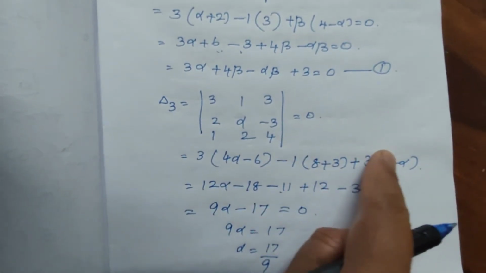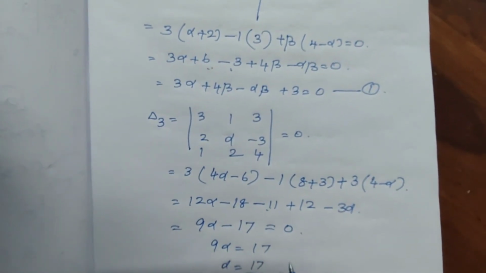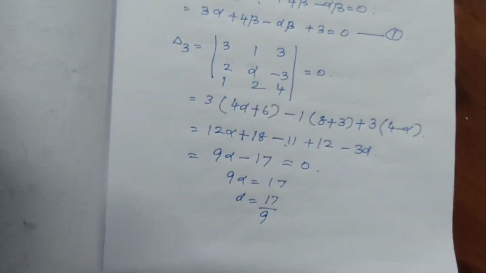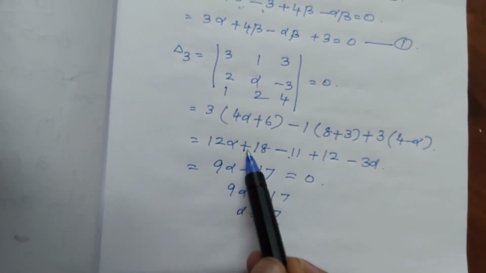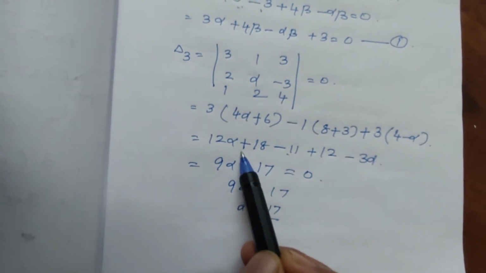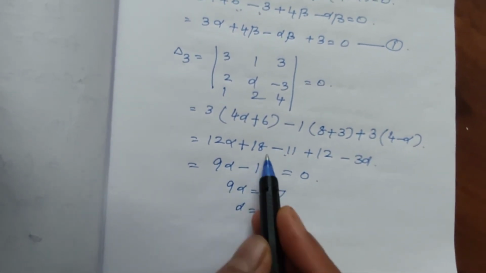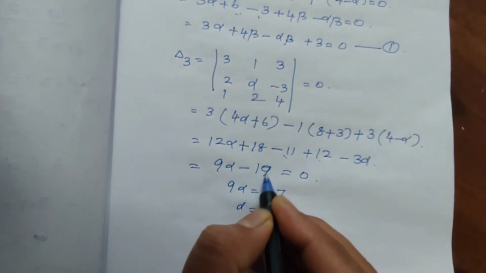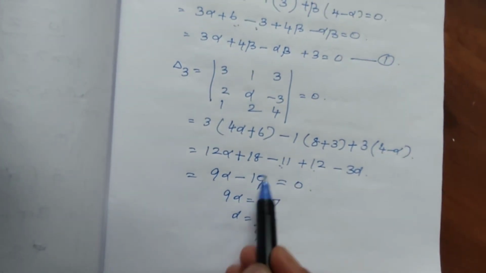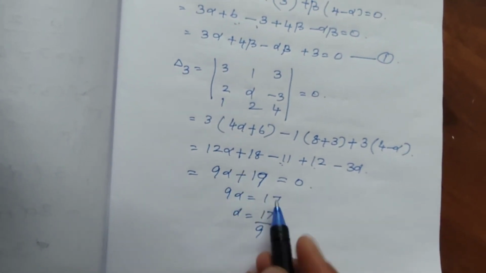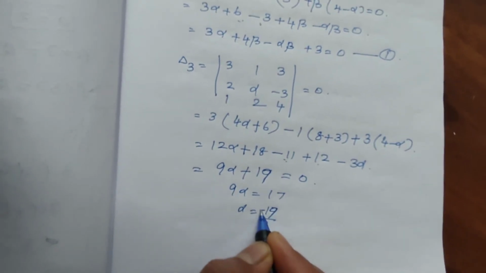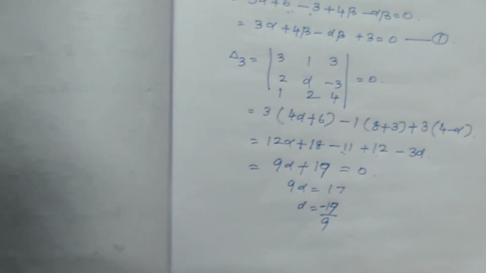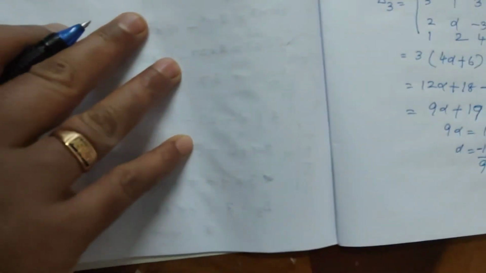Now we substitute here. We have to get α. Here I made one mistake. Here instead of plus I wrote minus, therefore plus 18. So plus 18 plus 12 is 30, minus 11 is 19. So what do you get? Here that is plus 19, therefore α is minus 19 by 9. Now we found the α value. Next we have to find the β value.